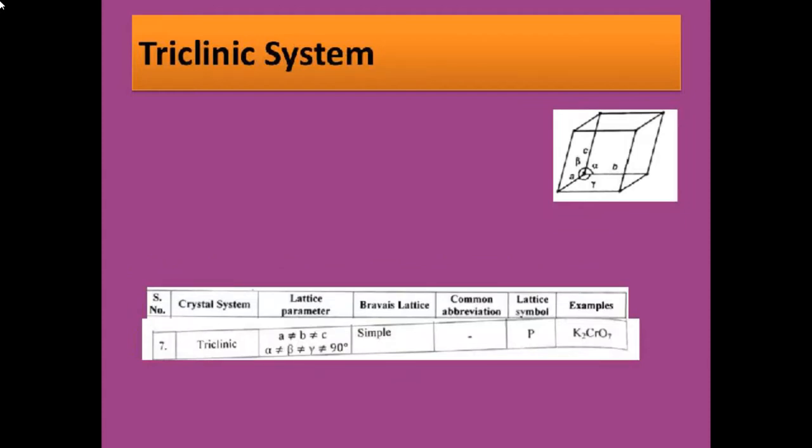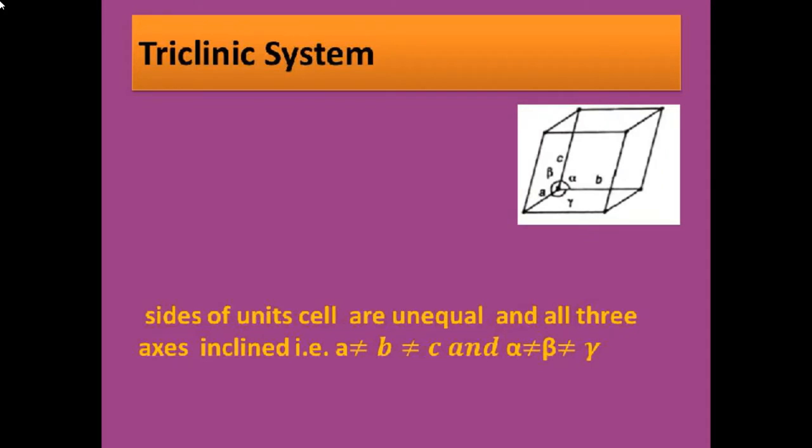Now we are going to see the triclinic system. In triclinic system, A is not equal to B is not equal to C, whereas alpha is not equal to beta is not equal to gamma is not equal to 90 degrees. Sides of the unit cell are unequal and all the three axes are inclined, that is A not equal to B not equal to C, and at the same time alpha not equal to beta not equal to gamma, and this is not equal to 90 degrees also.